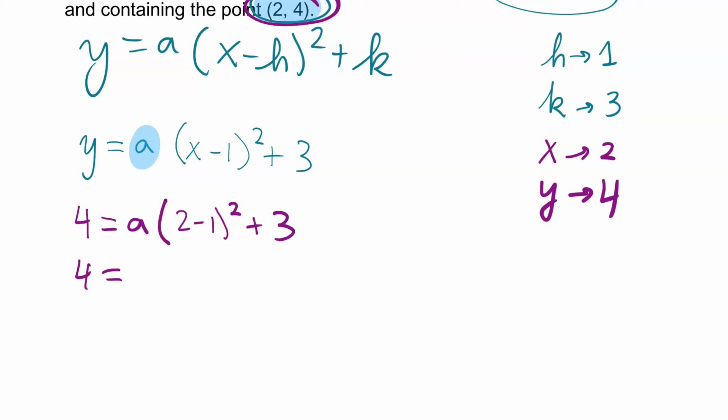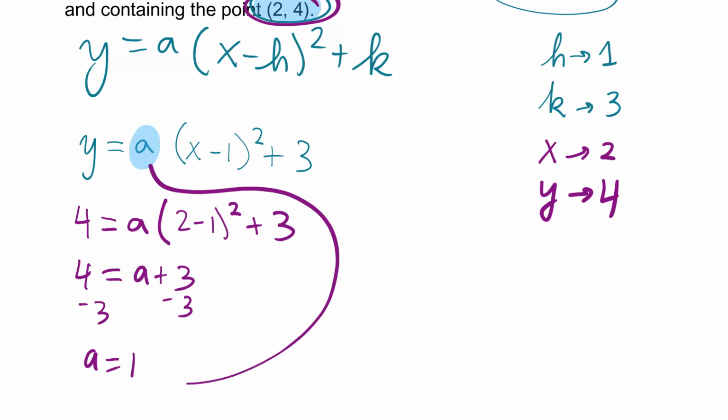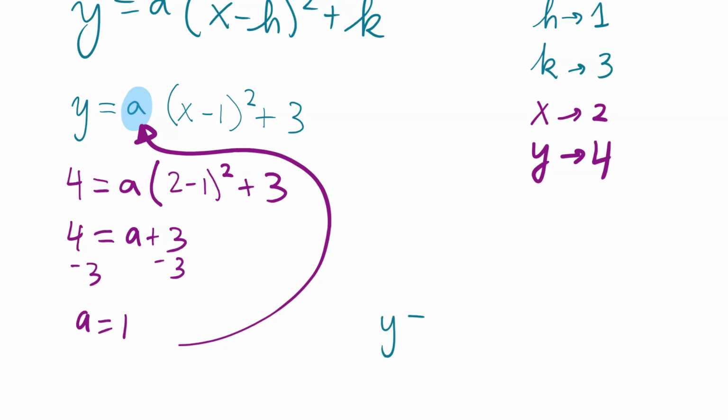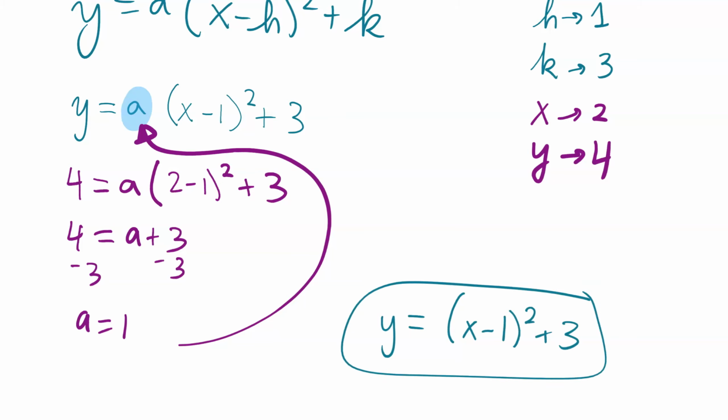Let's see, 2 minus 1 is 1. 1 squared is 1, equals a plus 3. Subtract 3. So I see a is 1. Okay, cool. So now I know what to put in. I plug that back in up here. If y equals, and a is just 1, I can just leave it alone. I don't have to write it. Okay, so that is it.